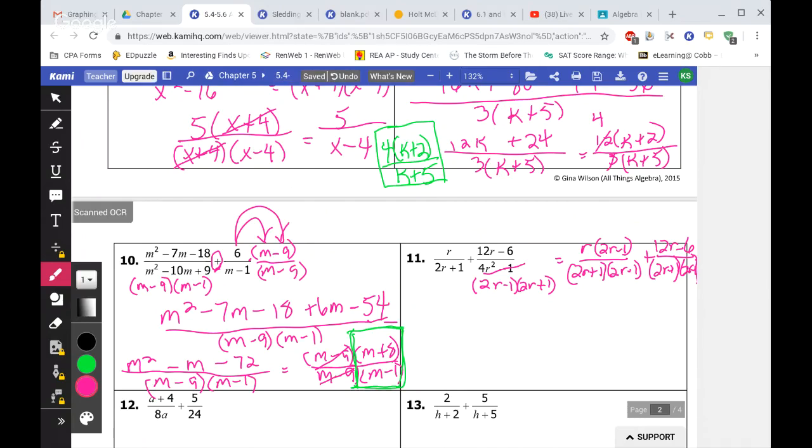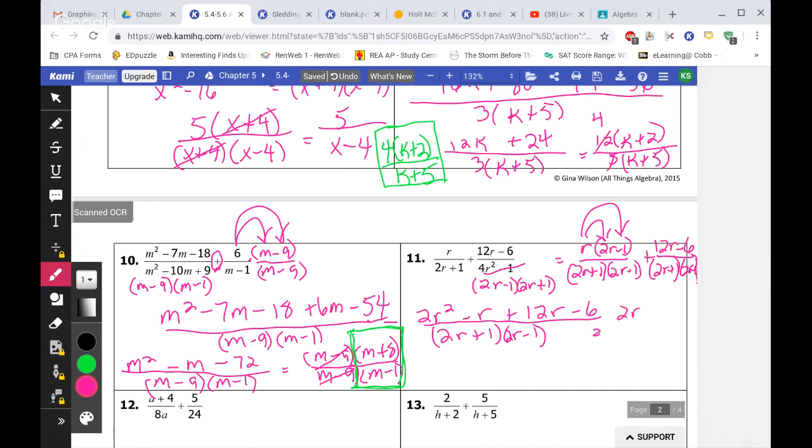Okay, now I'm going to distribute this r and combine like terms. So r times 2r is 2r squared, and r times negative 1 is minus r. And then I'm going to distribute. This is like saying a positive 12r minus 6 all over 2r plus 1, 2r minus 1. Combine like terms where I can.